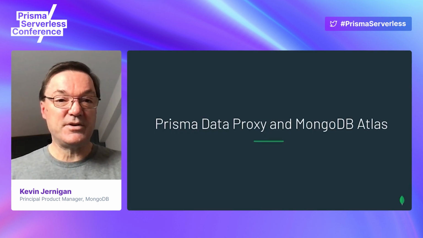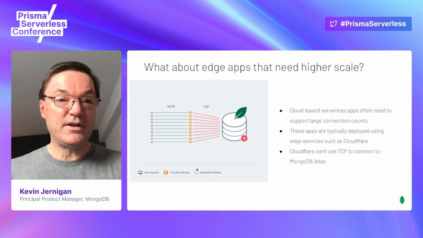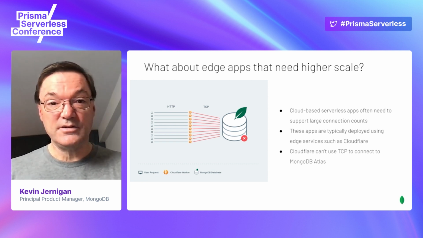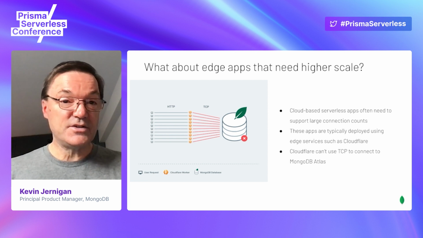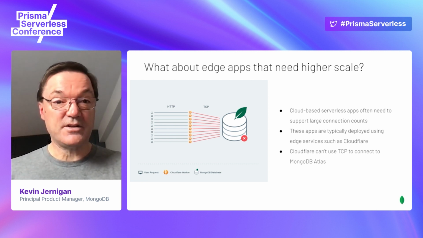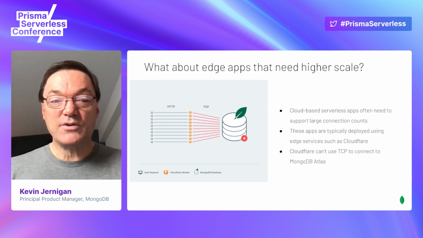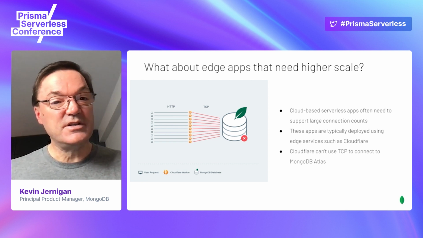Now let's get to the best part of this whole presentation, Prisma Data Proxy together with MongoDB Atlas. What if you're not only building a serverless application, but you're building one that needs higher scale, needs to be deployed on the edges of the cloud using something like Cloudflare workers? You'd like to connect the Cloudflare workers to your MongoDB Atlas database in the cloud, but Cloudflare workers can't use TCP. They only use HTTP.